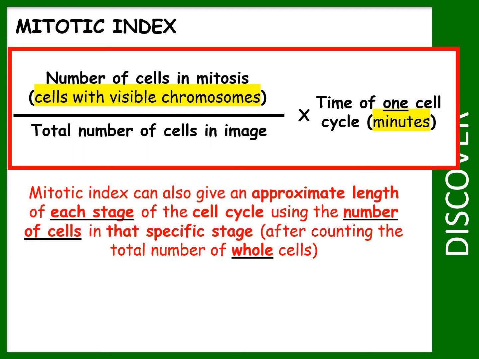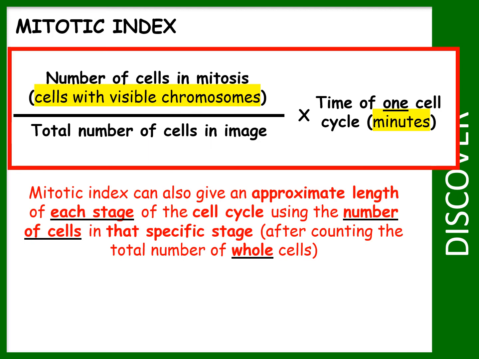Now, please bear in mind that it's not just a mitotic index for the length of mitosis. We can actually calculate the approximate length of each individual phase of mitosis. So if you counted the number of cells in prophase, for example, and divided that by the total number of cells in the image and times it by the length of one complete cell cycle, we'd have the length of prophase. You could find out the approximate length of metaphase, anaphase, or telophase by counting the number of cells in that stage. You divide that by the total number of cells and times by the length of one cell cycle.